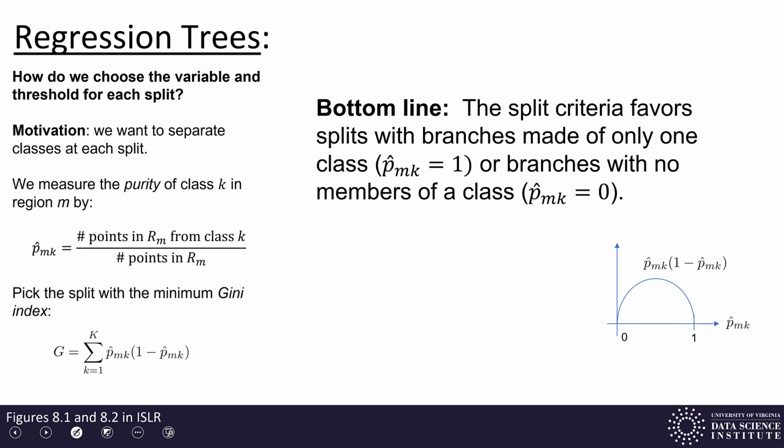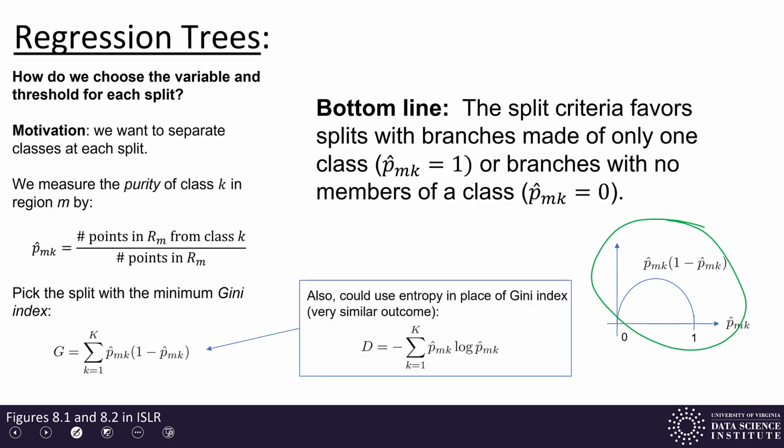The bottom line, split criteria favors splits with branches made of only one class, or branches with no members of some class, and it's this function that favors those. This is what we think about as the purity. So the split criteria favors regions that are pure with respect to the classes.